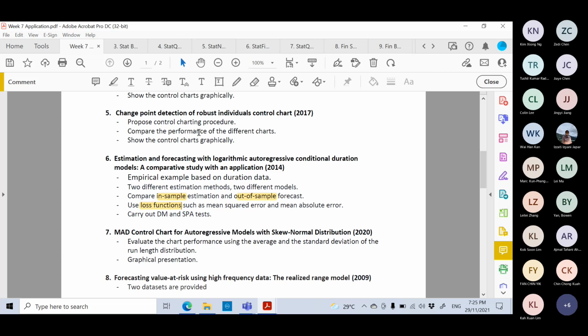Besides, the loss function itself may not be enough, so you can carry out a hypothesis test. In this one, they carry out the DM and the SPA tests to test how good your model is as compared with the existing models. Then we can be justified. So you need to incorporate different types of measurement to judge how good your suggested methodology or models are. So this one is number 6 here.